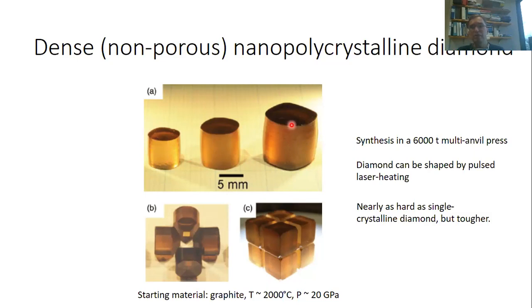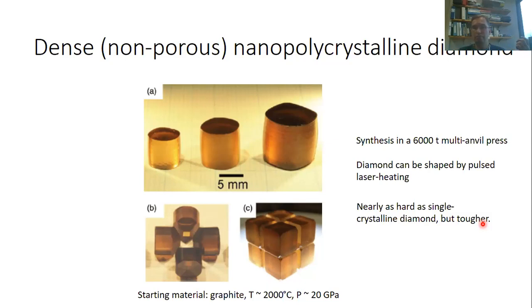So when you carry out that kind of synthesis in a very large multi-anvil press, and we've discussed multi-anvil techniques before, then you can make very large monolithic diamond pieces, which are about as hard as a single crystalline diamond, but actually have the property that they are tougher. So diamond single crystals, while extremely hard, are actually not particularly tough. So that means that they are fairly brittle.